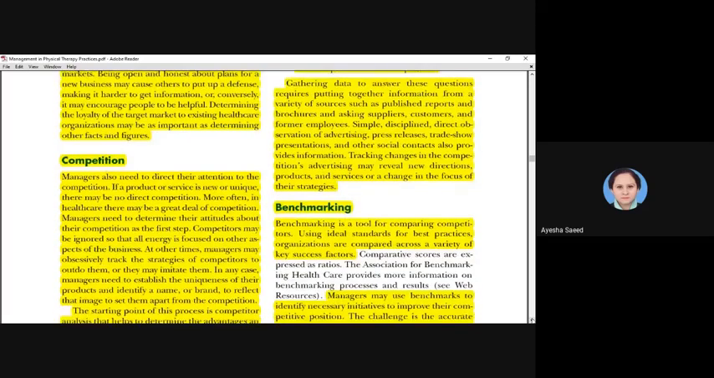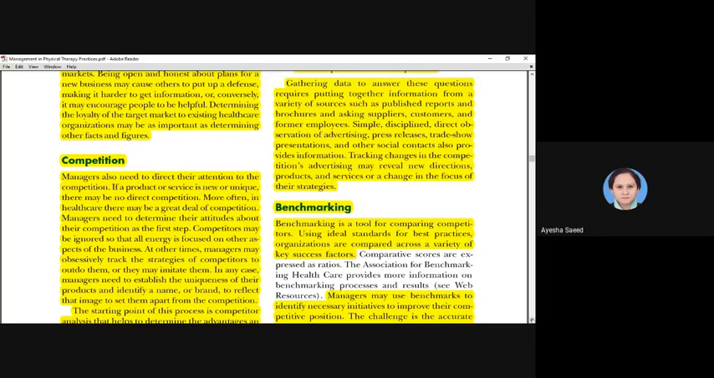Managers also need to direct their attention towards competition. Competition means that if this product is new and unique, then maybe there is no competition. But usually this is not the case in healthcare. Managers need to determine their attitudes about competition as the first step. Do they want to competitively follow their competitors, or focus on their own business, or ignore everything and just focus on their work?